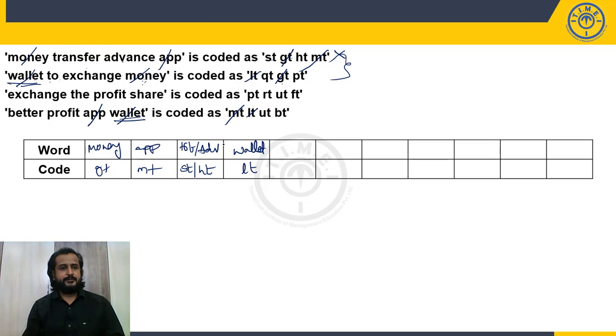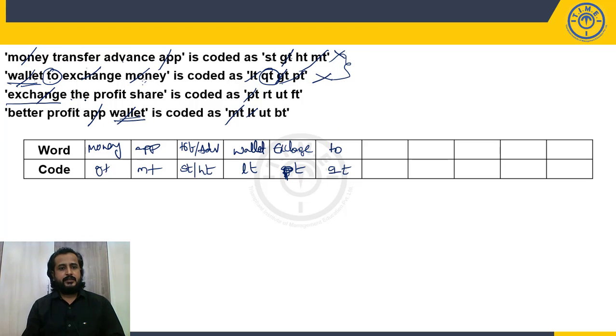You know how to solve it. Now, 2. Do you have 2 common anywhere? No. Exchange? Yes, I have exchange in the second and third statement. What is the only common code? PT. So exchange is the only common word in the second and third, and the common code is PT. Exchange is PT. So what is the only word that we are left with in the second statement? 2. Only code? QT. So the code for 2 is QT. So the second statement is completely done.